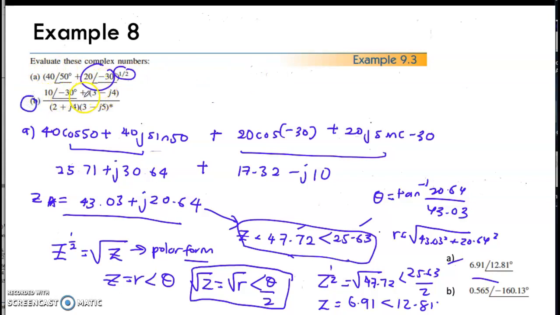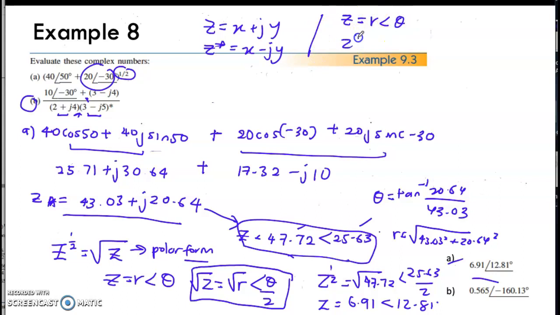So when you see the addition, it means you need to change this polar form to the rectangular form. And when you see the multiplication, you need to change both to the polar form and then conjugate it. So what does it mean by conjugate? Let's say this is x plus jy. To conjugate it, it becomes x minus jy. Or if it is in polar form, r angle theta, z's conjugate is r angle minus theta. Okay, so I leave this one to you to solve by yourself.